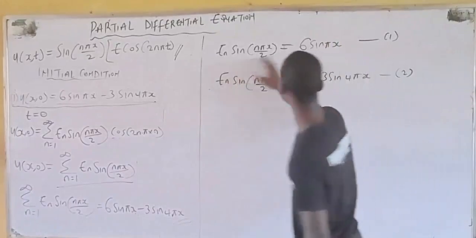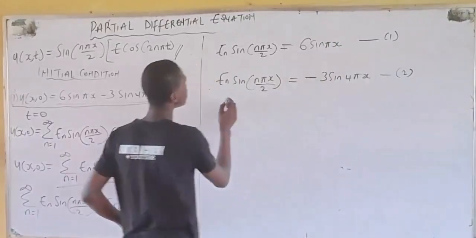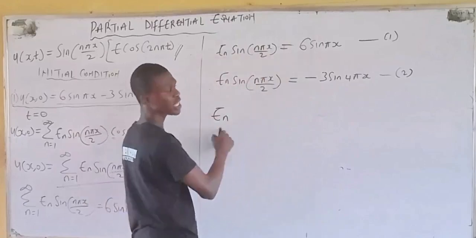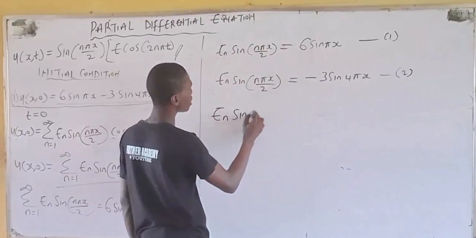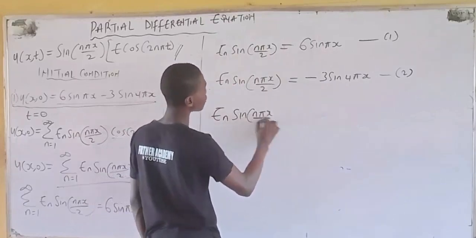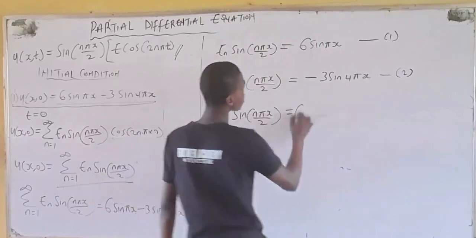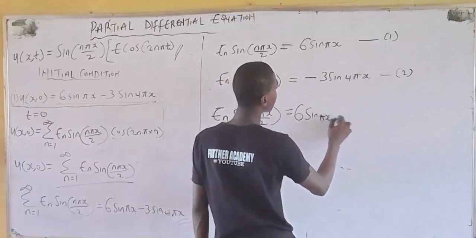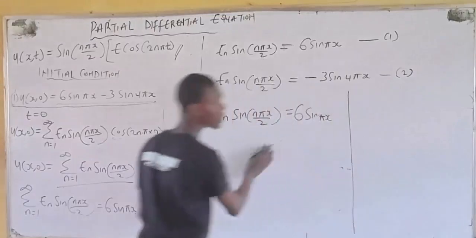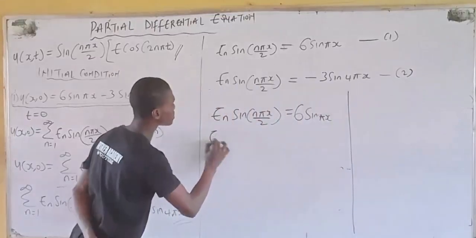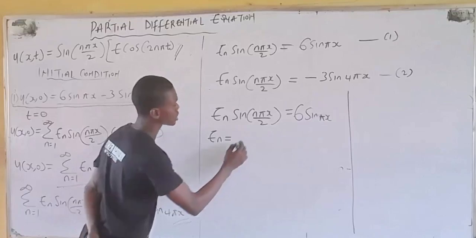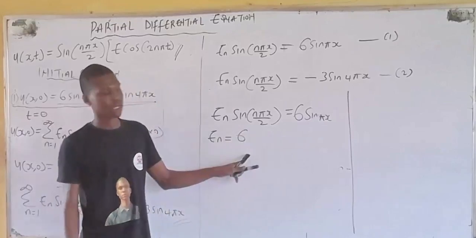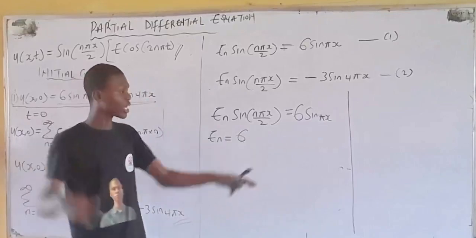Now doing comparison between what I have here, for this first one, I'm having En sine, all into brackets, n pi x over 2, equating that to 6 sine pi x, right? This is the first one. For this first one, what does it mean? It means En is equal to what? 6. So I want to know the value of n that gave me 6.